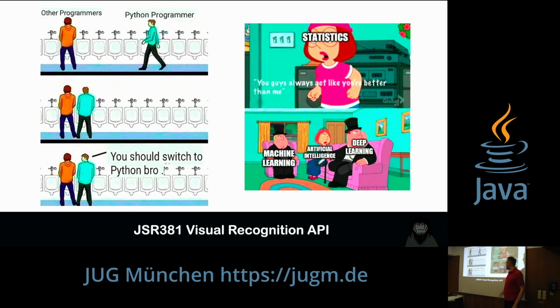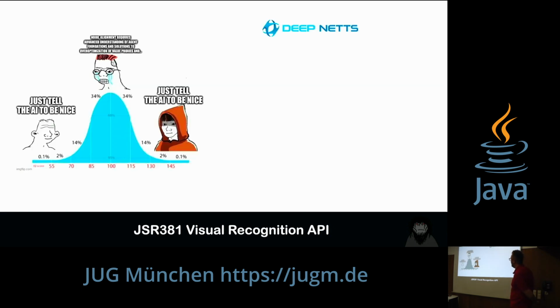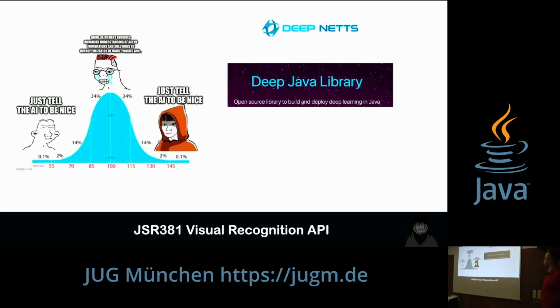This is standard JSR 381, the Visual Recognition API. It is a standard API for basic machine learning, image classification, object recognition. We have a standard like that in Java, and it's based on the project called DeepNetts. We have the Deep Java Library that was created by Amazon and is supporting the standard, so we already have two implementations.